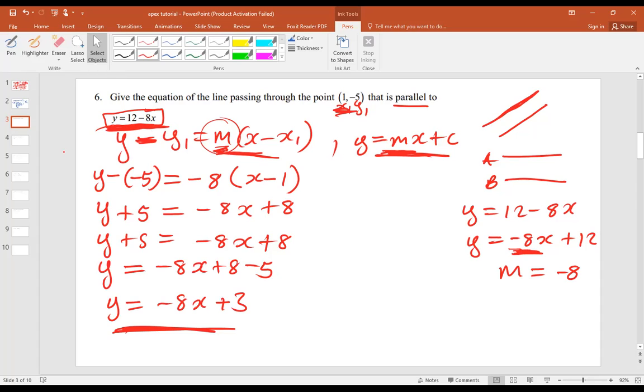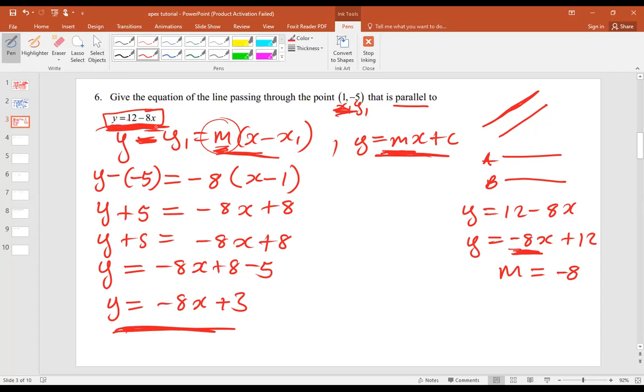Do we have any questions here? Sorry. Hello? If you can go, yes, if you can just go back, starting from the y is equal to 12 minus 8x, we've arrived at a -8, and then down that again. Okay. You mean starting from this point?